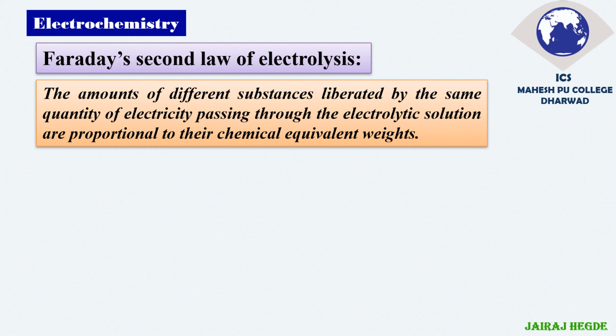Let us try to see its mathematical representation. Mass of A deposited is directly proportional to the equivalent mass of A. What is actually the equivalent mass? Equivalent mass is nothing but the molecular mass divided by valency. If I am considering metals, it is as simple as this: equivalent mass is molecular mass by valency.